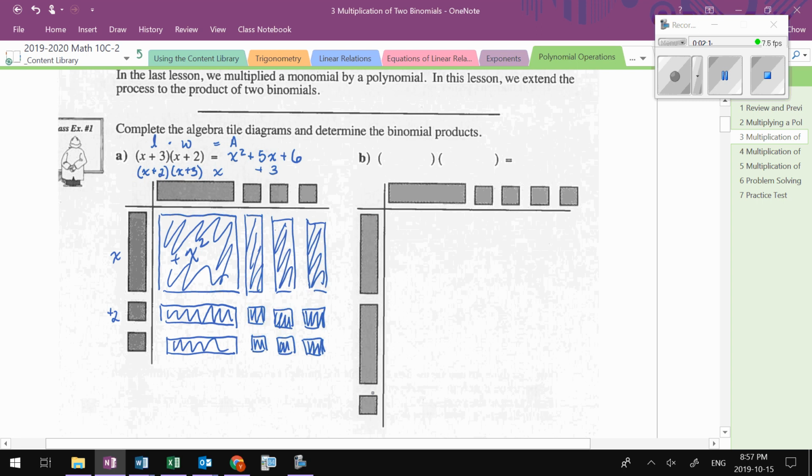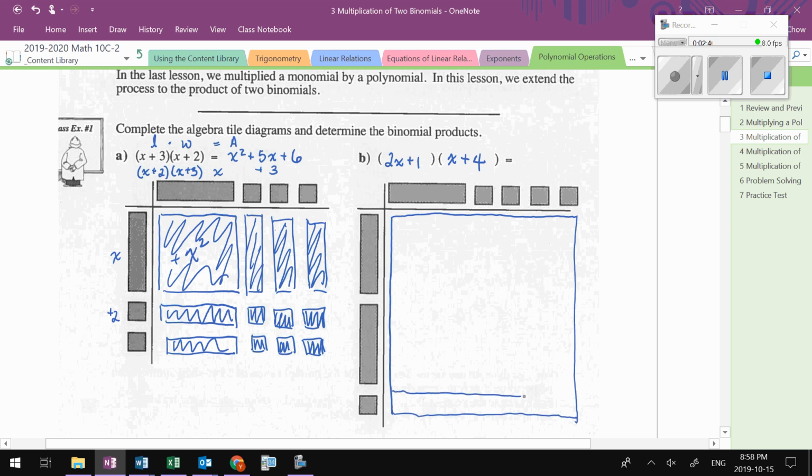So along the one side, you can see we've got 2x plus 1. They're all shaded, so it's all positive. Across the top, we've got x plus 4, again, all positive. So we're looking for the area. This time I'm going to do it by drawing the big outside rectangle, and then everywhere where there is a space, I'm just going to draw a line through.